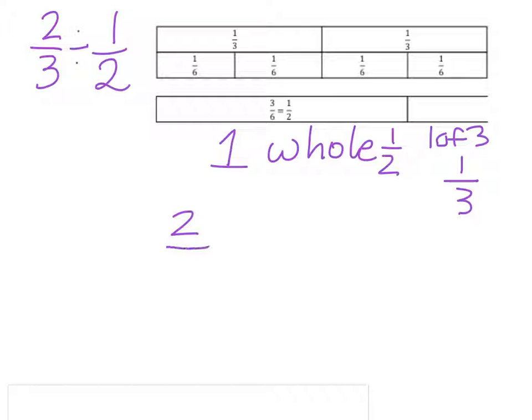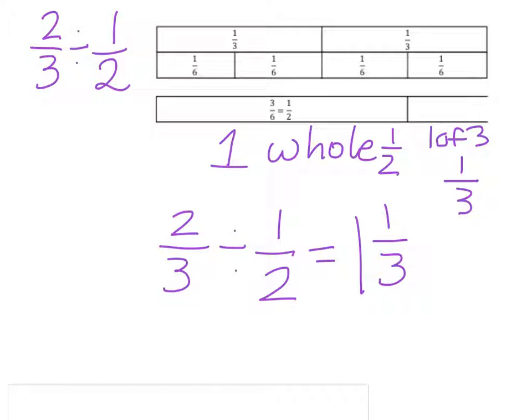So my conclusion: if I have 2/3 and I divide by a half, I can take out 1 and 1/3 halves out of 2/3.